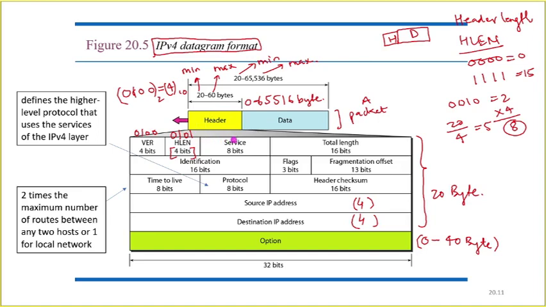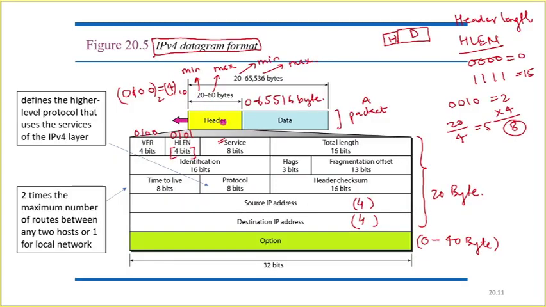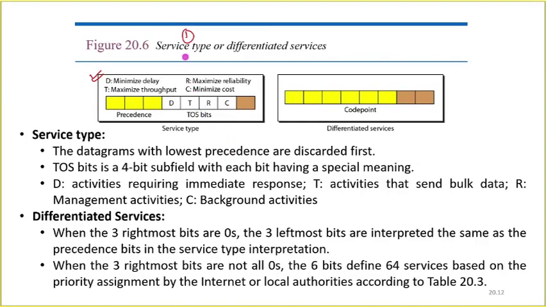Next is the service. Service is represented by 8 bits. For representing the services, there are two different identifications. This is the older format. There are two ways this 8-bit service field can be represented. The first one is called service type, and the second one is called differentiated services.